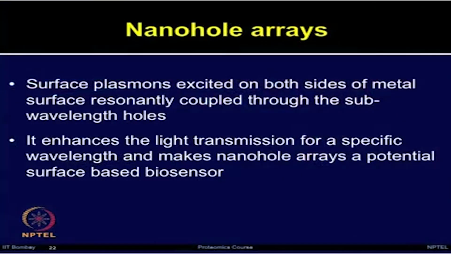In nano hole arrays, the surface plasmons are excited on both sides of the metal surface and are resonantly coupled through the sub-wavelength holes, which enhances the light transmission for a very specific wavelength and makes the nano hole arrays a potential surface based biosensor. There are some unusual optical transmission characteristics at the resonant wavelength, which are shown by the ordered arrays, which I will show you in the next image for the nano hole scale on the metal film.